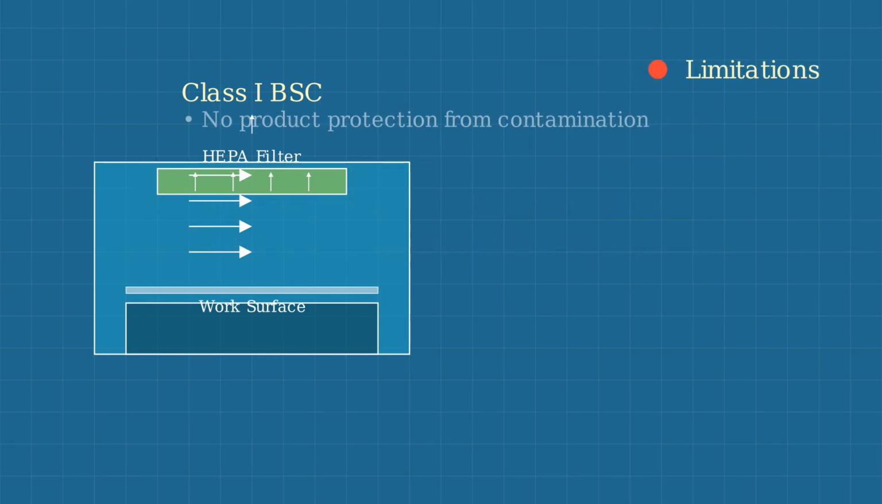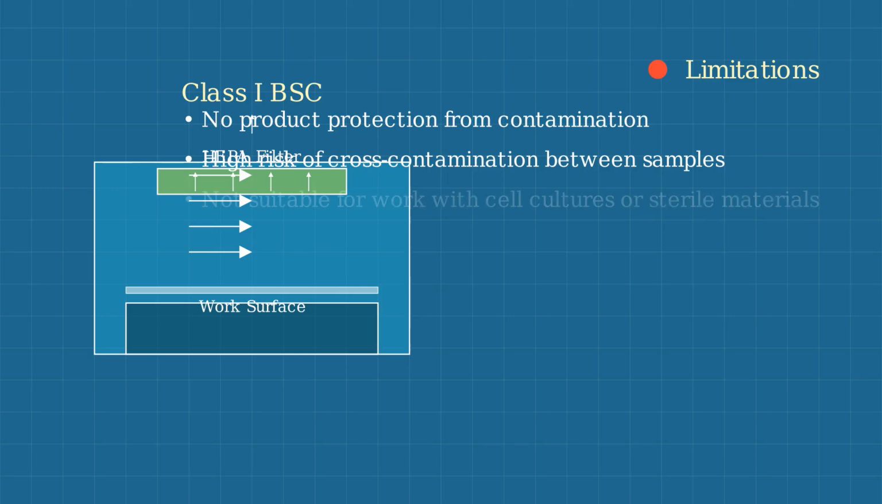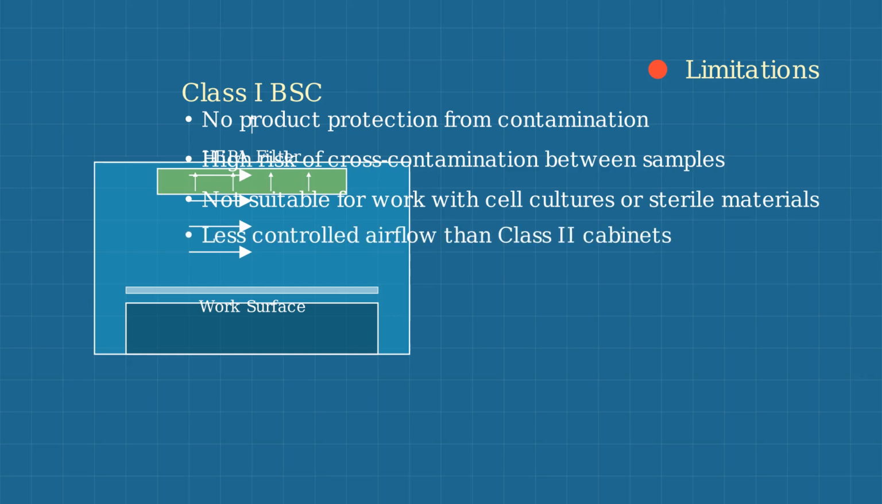However, Class 1 BSCs have significant limitations. Most importantly, they provide no protection for the product or samples from contamination. They present a high risk of cross-contamination between samples due to unfiltered air flowing directly over the work area. This makes them unsuitable for work with cell cultures, sterile media preparation, or any procedure requiring product protection. Compared to Class 2 cabinets, Class 1 BSCs have less controlled airflow patterns, which can impact their overall effectiveness.